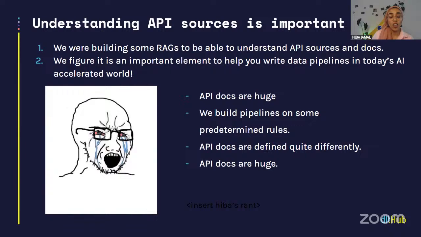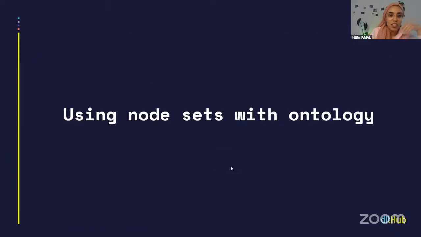And then a lot of different API docs are defined quite differently. So when it comes to reading docs, there are very silent rules there as well that stop you from understanding every single API source in a very generalized way. And I mentioned this before, but I think it's worth mentioning again that API docs are huge. So there we use node sets with ontology. That is one solution that Cognee provides.